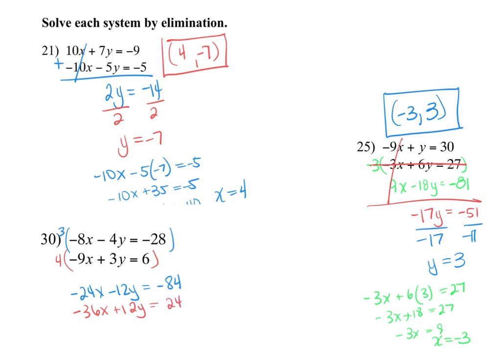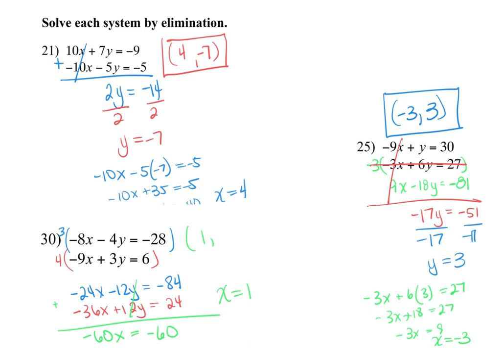So now I have a positive and a negative, and it's going to cancel. So 24 and 36, they're both negative, so that gives me a negative 60. X, negative 12 and positive 12 cancel. Negative 84 and positive 24 also give me a negative 60. So my x is going to equal 1 when I divide. So I already have an x value.